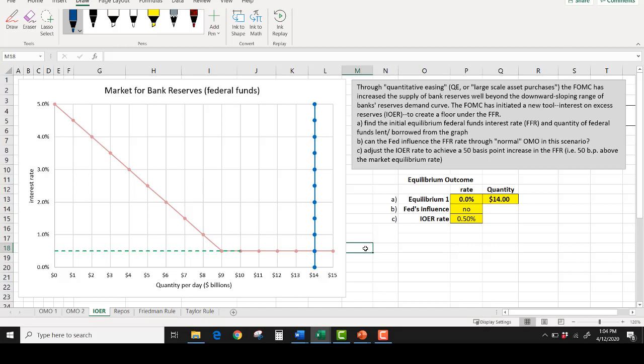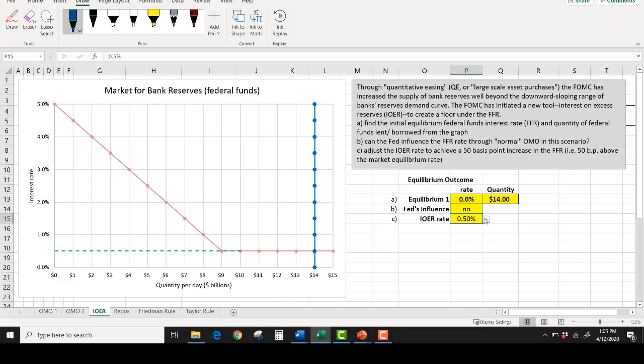So let's say the federal funds rate was 40 basis points. Well, you could go borrow federal funds at 40 basis points, park them in your own reserve account, and earn 50 basis points through the IOER rate. So that arbitrage would quickly push the federal funds rate up to 50 basis points, which is indeed exactly what it does, and that's why we see this demand curve level off here at the 50 basis points rate.